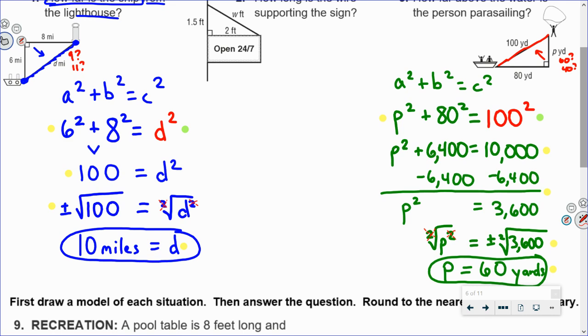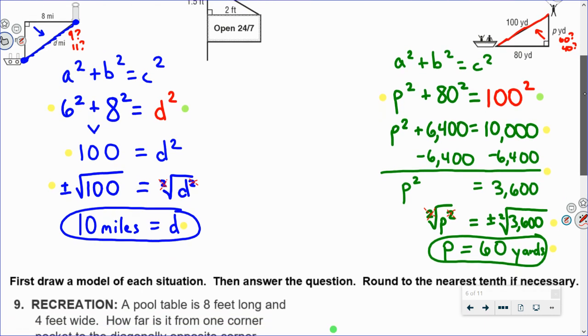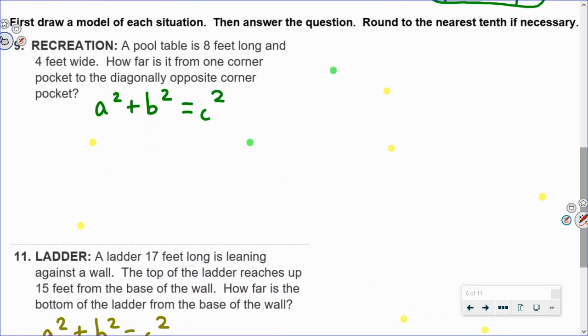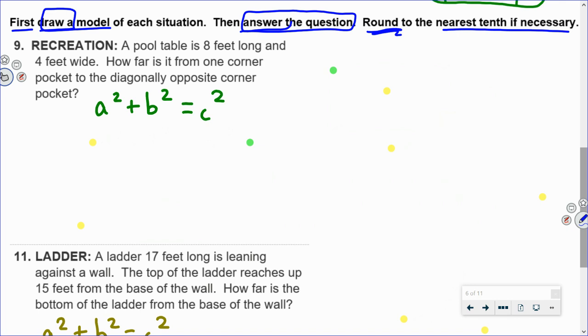Pause, come on back when you're ready to move on. So you can continue with the rest of the front page where the pictures are given, but go ahead and flip to the back page. The pictures here are not given, ladies and gents. And I notice in the directions it says first, draw a model, then answer the question, and again, round to the nearest tenth if necessary.